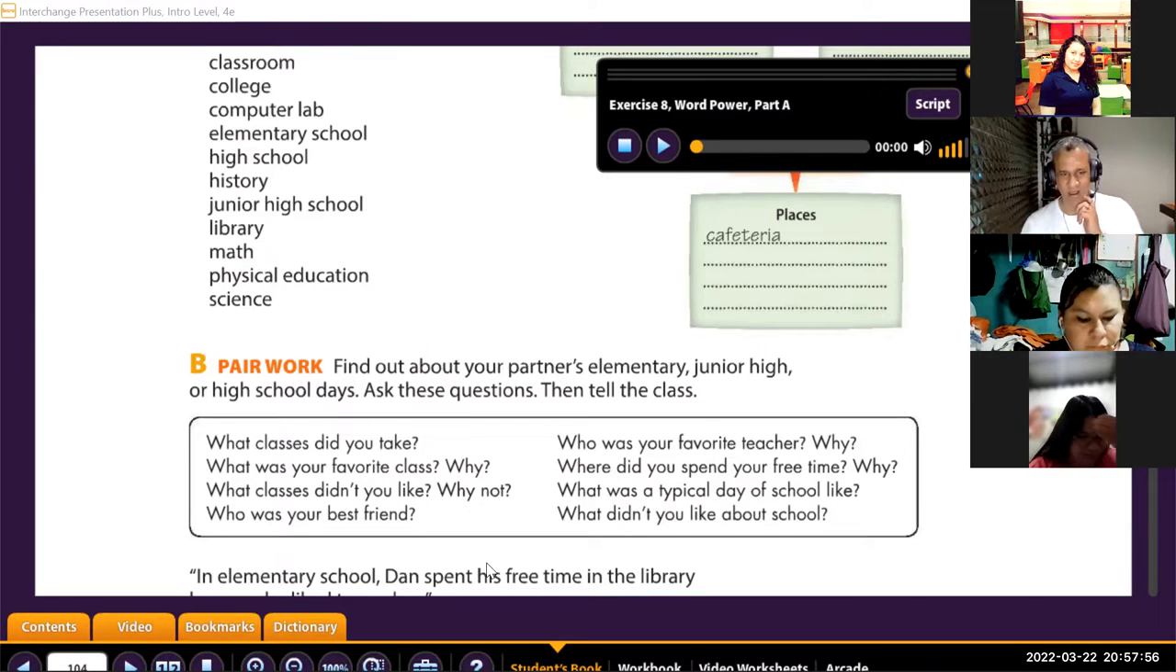Vilma. Hi. What was your favorite class and why? My favorite class was science because I like to make experiments. Yes, with volcanoes and the other things. Kaboom, kaboom. Okay, so you like science because you enjoyed making experiments. Nice. Vilma, ask another question to another classmate.